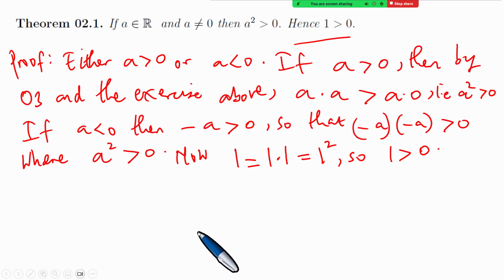Take a look. And this is the proof to the fact that 1 is bigger than 0, given that we have a real number that is not 0, whose square is strictly positive. And then we move on to the next question.